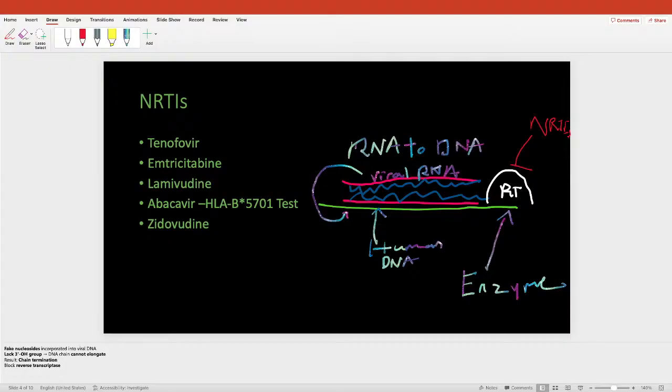So the end result's pretty much going to be different. This one's going to prevent the enzyme inhibition. The other one's going to prevent the DNA chain, prevent that elongation of the DNA chain. So at least understand that main difference between the NRTIs and NNRTIs, just for your reference.